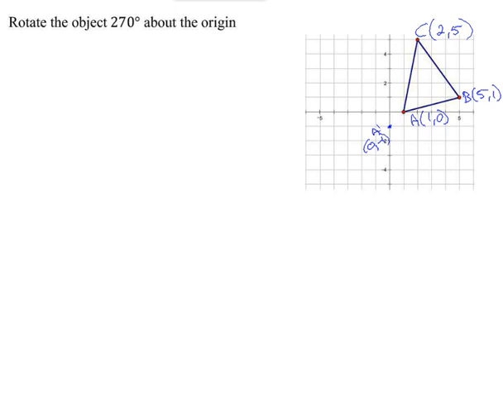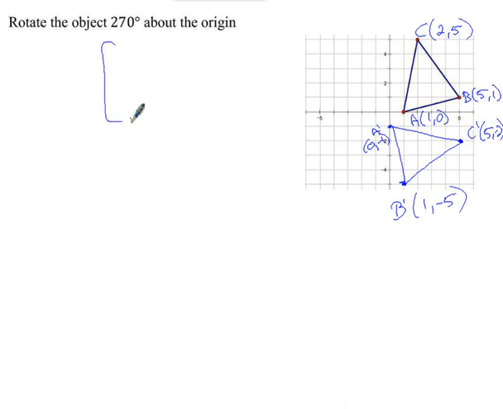And B will go where? 1, negative 5, which is right there, so that's my B prime, 1, comma, negative 5. And C goes where? What was it? 5, negative 2. Right there. C prime, 5, negative 2. Draw the figure. Lots of fun.